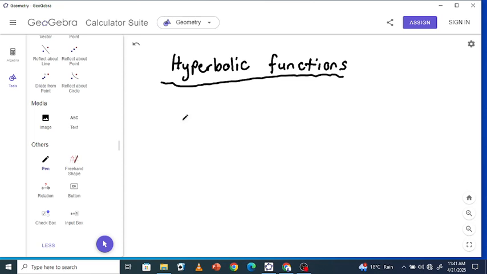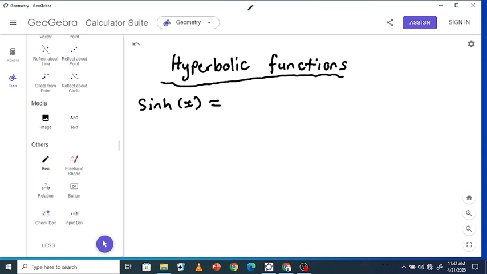Hello and welcome. Today we want to go through the hyperbolic functions, and we're going to deal with some of the hyperbolic identities. We're not going to prove those identities, we're just going to be using them. Before you integrate or differentiate a hyperbolic function, you need to know the following identities.